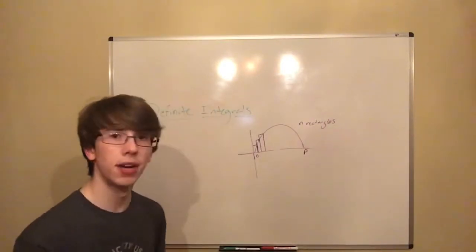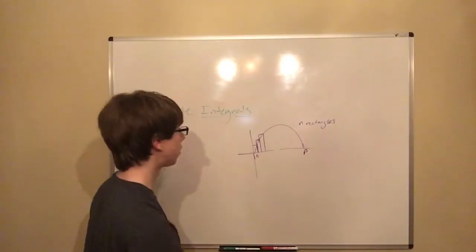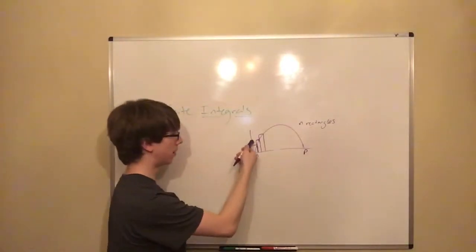Okay? And so n is basically the number of rectangles we want to do. It can be 1, it can be 2. So what is the area of this rectangle?